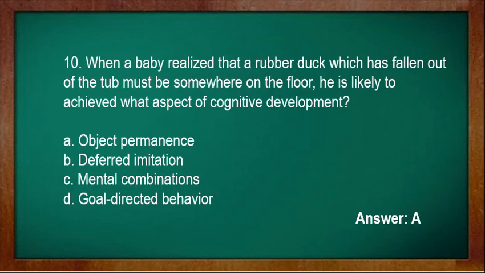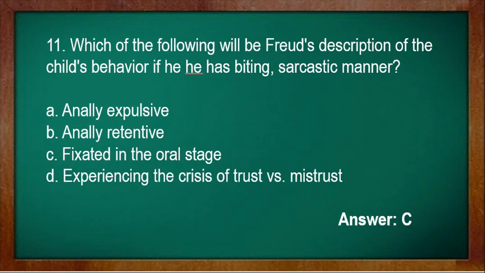Number 10. When a baby realized that a rubber duck which has fallen out of the tub must be somewhere on the floor, he is likely to achieve what aspect of cognitive development? A. Object permanence. B. Deferred imitation. C. Mental combinations. D. Goal-directed behavior. Answer: A.